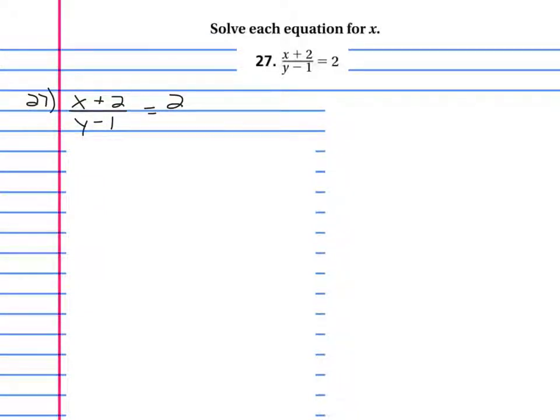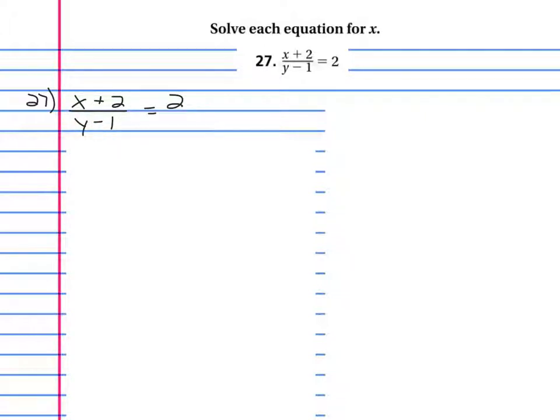Okay, one more. We are solving for x. What's happening to x right now? Well, 2 is being added to it. There's an invisible parentheses around here, so that's going to happen first. And then the next thing is it's divided by y minus 1.